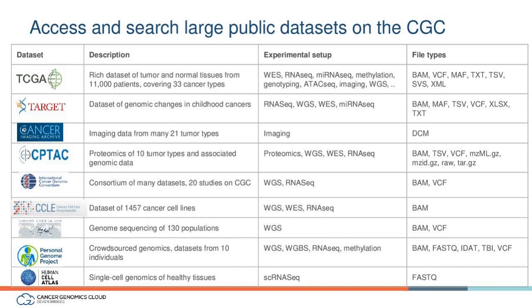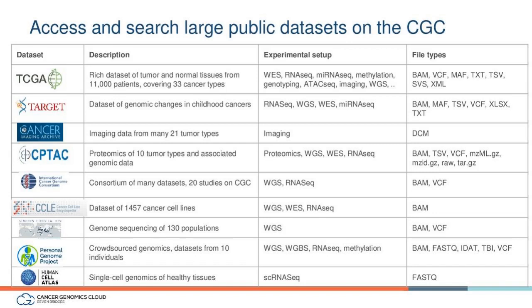We have data from the TCGA, which is the largest data set, from over 11,000 patients covering 33 cancer types. These data sets are from a variety of experimental setups like whole exome, RNA-seq, ATAC-seq, imaging, and so on. We also have data sets from childhood cancers, which come from this consortium called TARGET. And we have imaging data, which is mostly radiology images from the TCGA cohort. From about 21 tumor types, we have imaging data, which is stored in a standard format called DICOM.